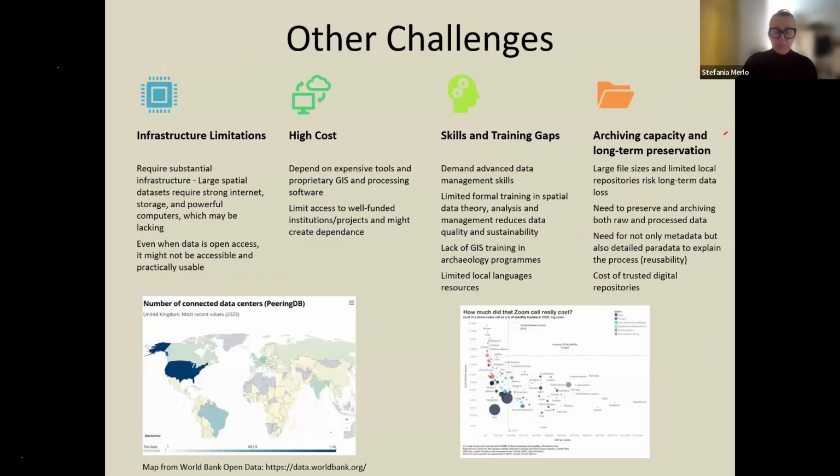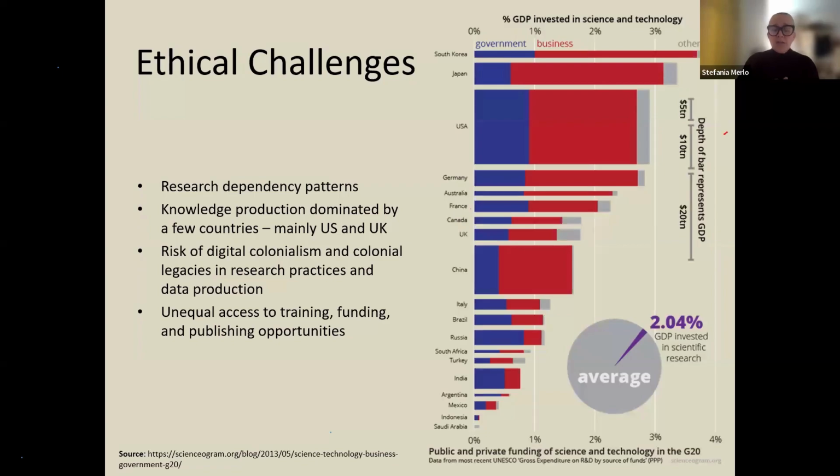This brings me to the last set of challenges, which are the ethical challenges of GIS, but I would say that derive in particular from the use of digital data, which are at the core of any GIS. And some of these challenges and some of the questions that we think we should ask ourselves constantly is, what are the research dependency patterns?